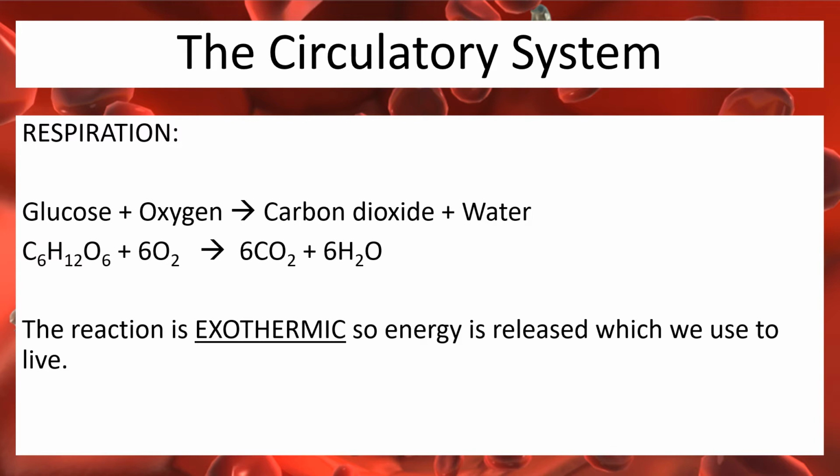At this point it's worthwhile recapping respiration. There's our equation there: glucose plus oxygen gives us carbon dioxide and water, and underneath you'll see I've put the symbol equation and balanced it. So we've got C6H12O6, which is our glucose, plus 6O2, so that's 6 oxygen molecules, making 6 carbon dioxide molecules and 6 water molecules. This reaction is exothermic, meaning it gives out energy. So the energy it releases is the energy that we use in order to live.